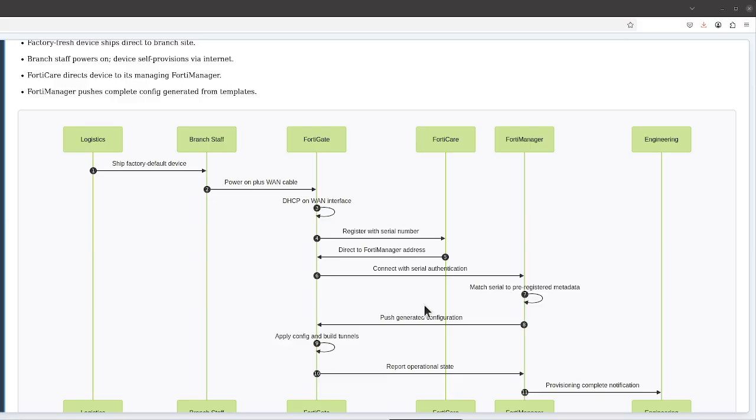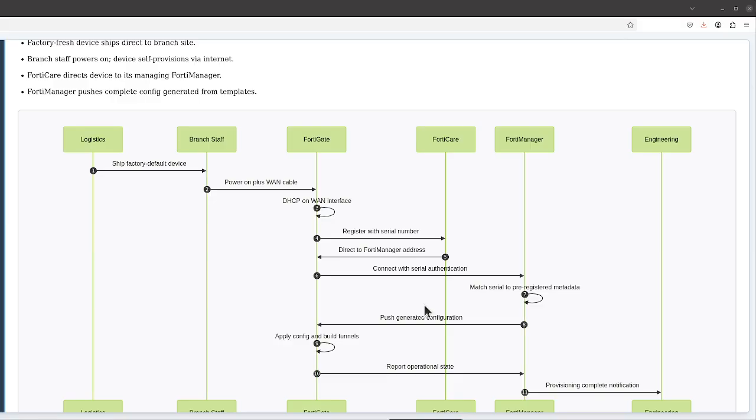This configuration was generated from the template groups we covered earlier, with all variables substituted to match this specific device's metadata. The push includes Phase 1 and Phase 2 for all overlay tunnels, SD-WAN zones and members, health checks and service rules, BGP neighbors and route maps, and firewall policies.